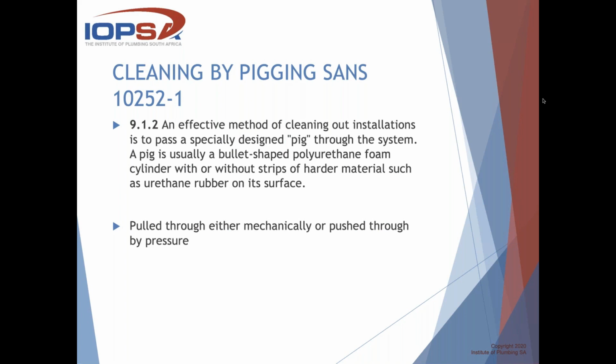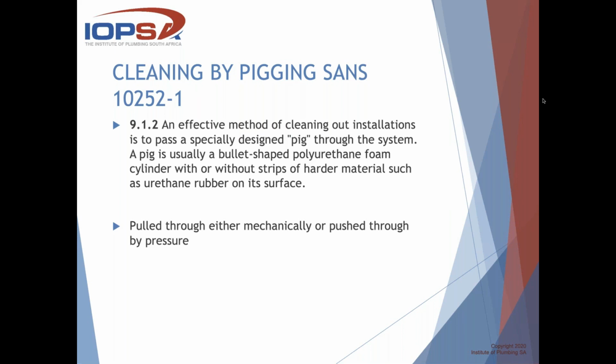And we went onto the internet and we searched for pigs to pull through this pipe of 22 millimeters. You just can't find it. So an effective method of cleaning out installations is to pass a specially designed pig through the system. A pig is usually a bullet-shaped polyurethane foam or cylinder with or without strips of harder material such as urethane rubber on its surface. It's pulled through either mechanically or pushed through by pressure.